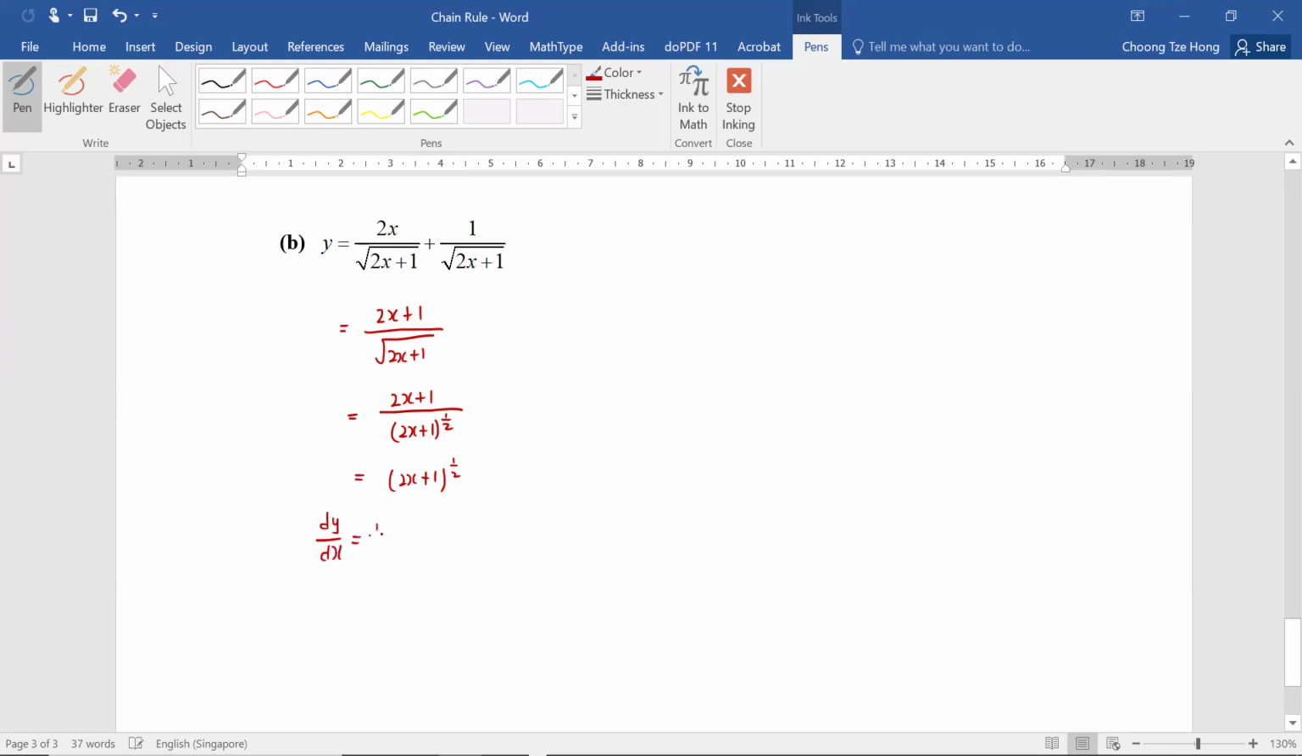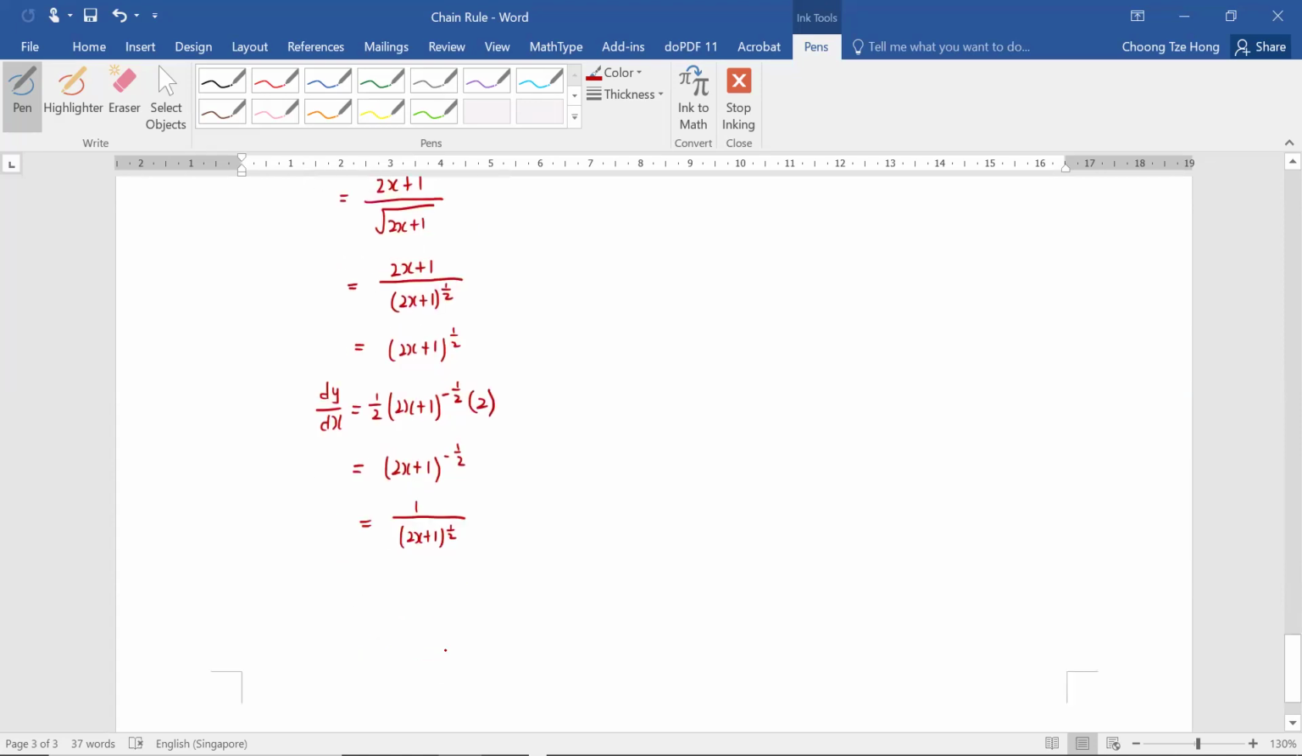Bring the power in front. Reduce it by 1, so half minus 1, you get negative half. Differentiate inside, you will get 2, so half times 2 will just become a 1. Essentially you are just left with this term over here. So we change it to positive index, and then return it to the square root form. It'll just be like this.